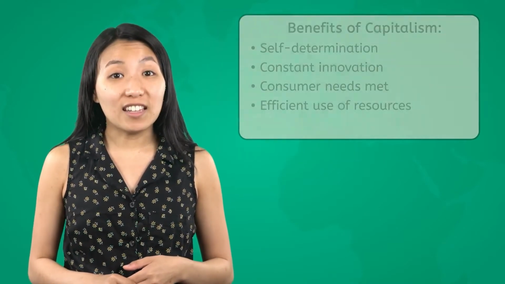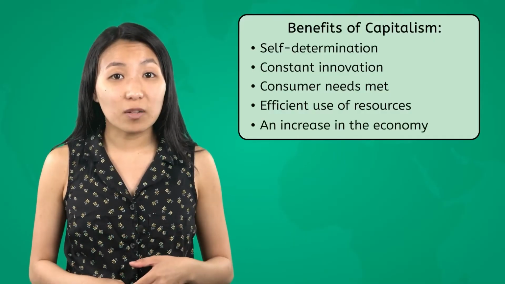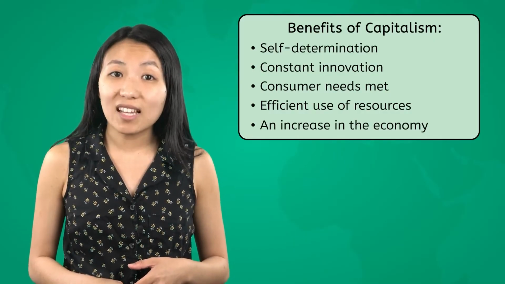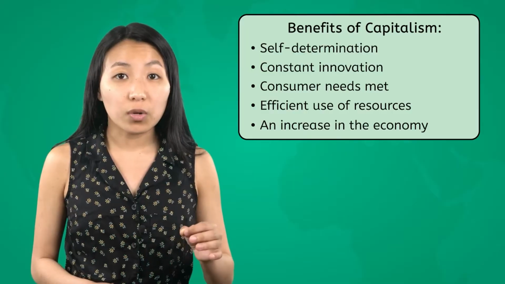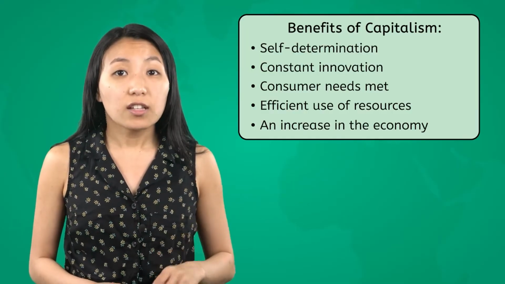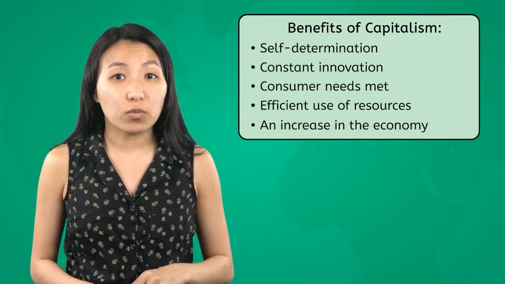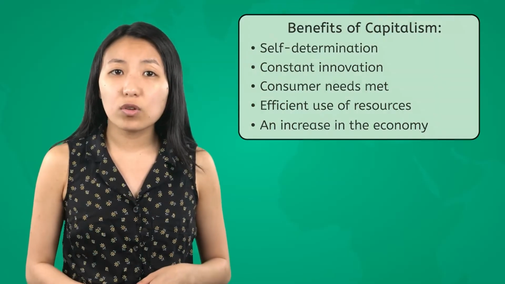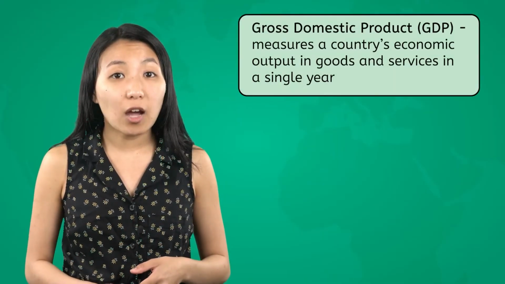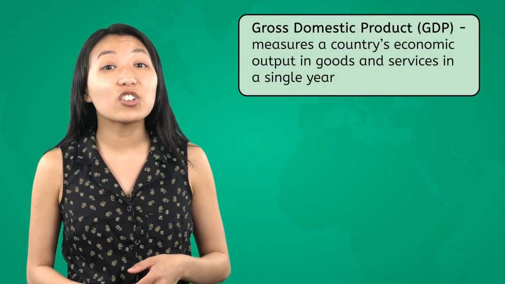Capitalism results in an increase in the economy. Capitalism incentivizes innovation, hard work, and meeting consumer needs, leading to increased production and economic growth. Let's consider England's gross domestic product, or GDP, over a 160-year period. GDP measures a country's economic output in goods and services in a single year.